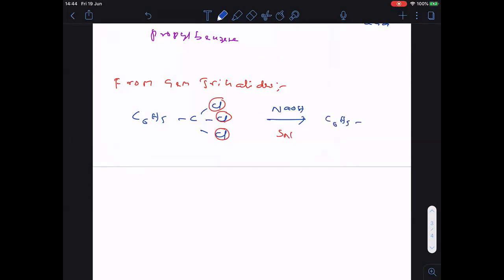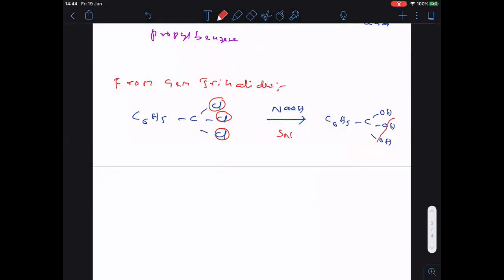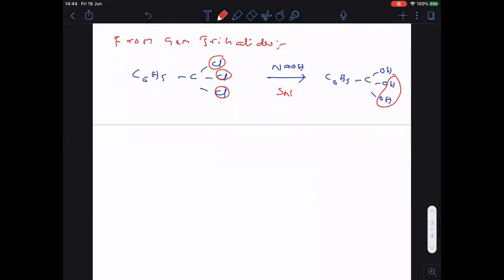Therefore, what will you get here? C6H5C(OH)3 you will get. Clear? Three OH groups on the same carbon are highly unstable due to lone pair repulsions. Therefore, H2O liberates out very immediately. What is the final product formed here? C6H5COOH, benzoic acid. Copy it quickly.